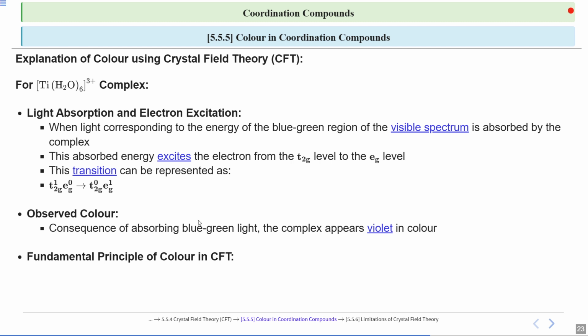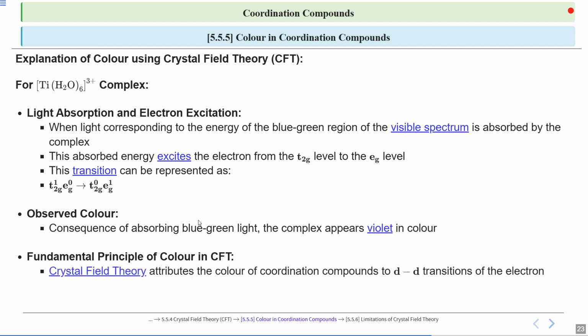Fundamental principle of color in crystal field theory. Crystal field theory attributes the color of coordination compounds to d-d transition of electrons. If you understand the d-d transition, then crystal field theory explains what is going to be the color of the coordination compounds.